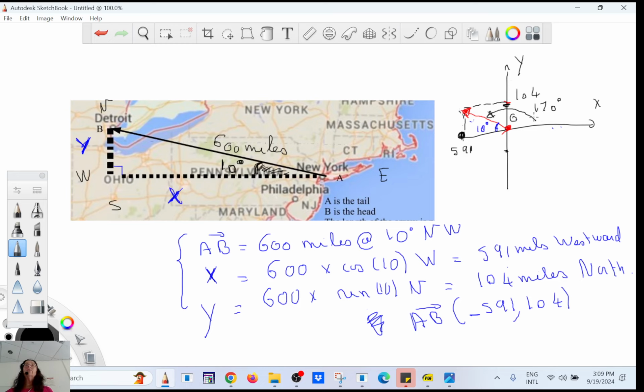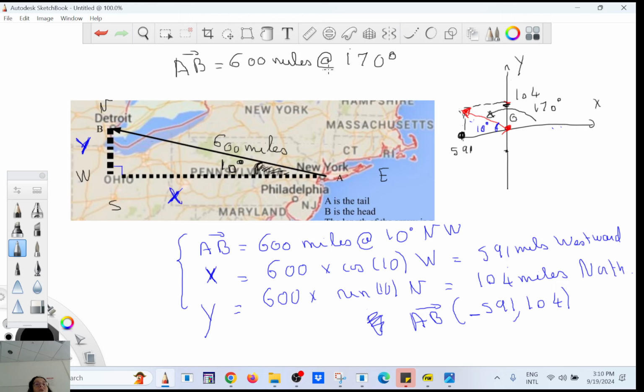So this is the military way, but the physics people will say vector AB has a magnitude of 600 miles at, you start from the positive x-axis, you point here just 10 degrees above, that will be 170. So this is called the standard notation, or the polar graph. I didn't lose anyone.